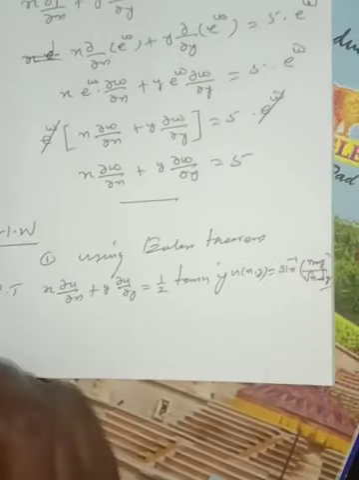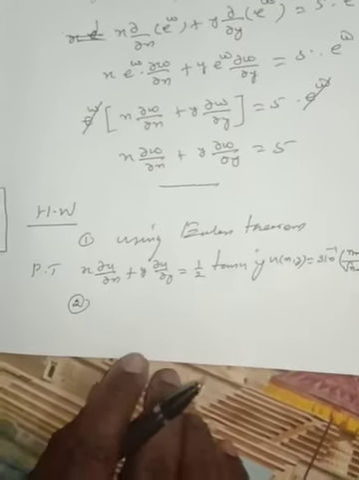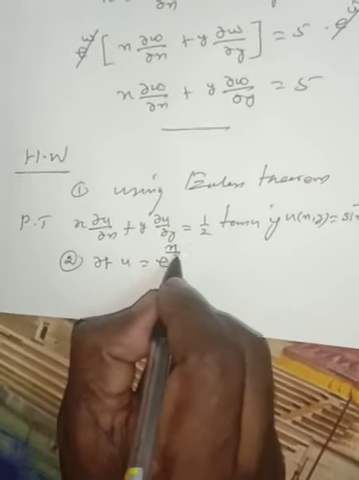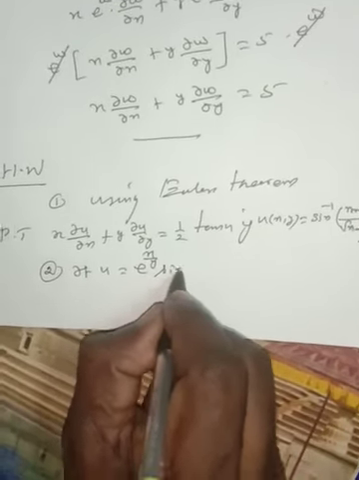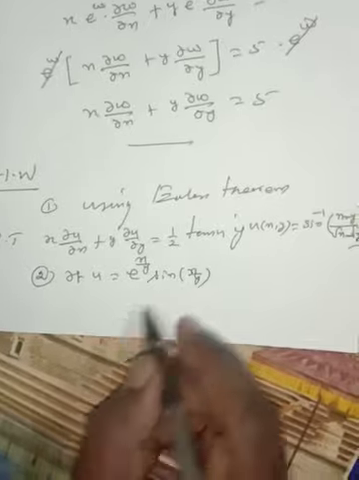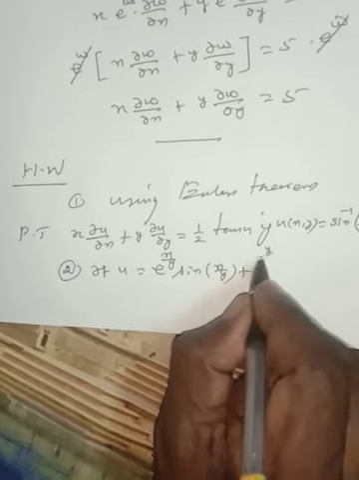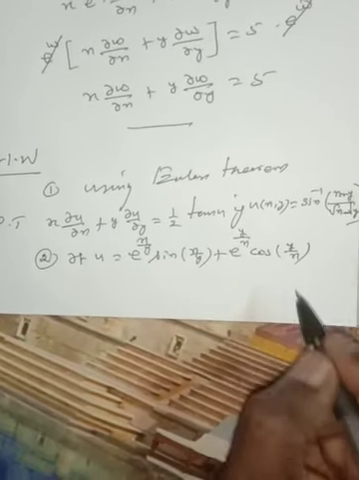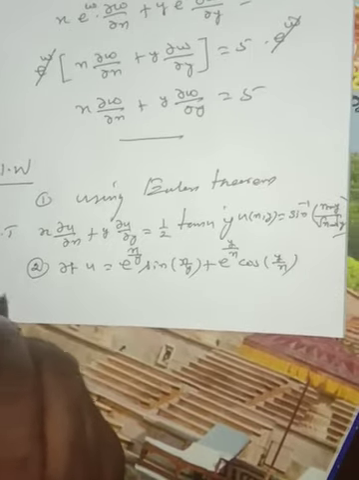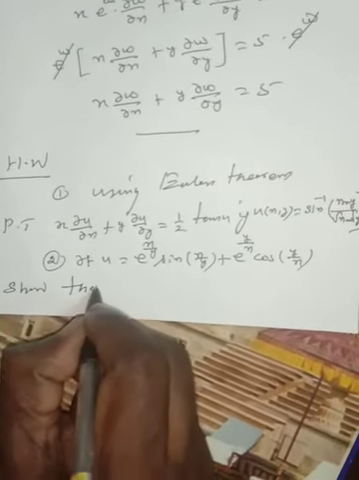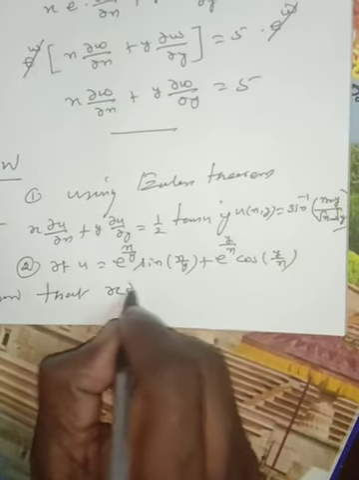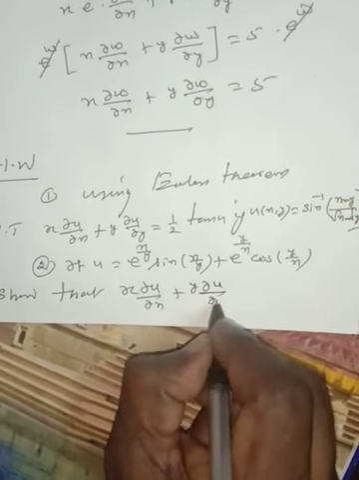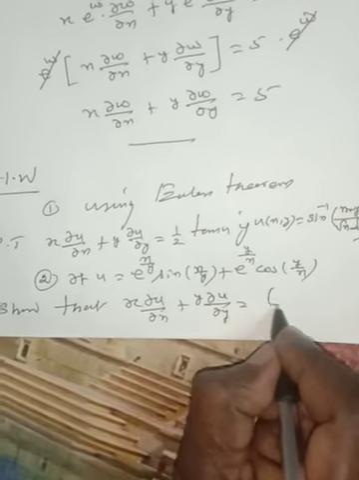Question number 2: if u is equal to e to the power of x/y sin(x/y) plus e to the power of y/x cos(y/x), show that x ∂u/∂x + y ∂u/∂y is equal to 0.